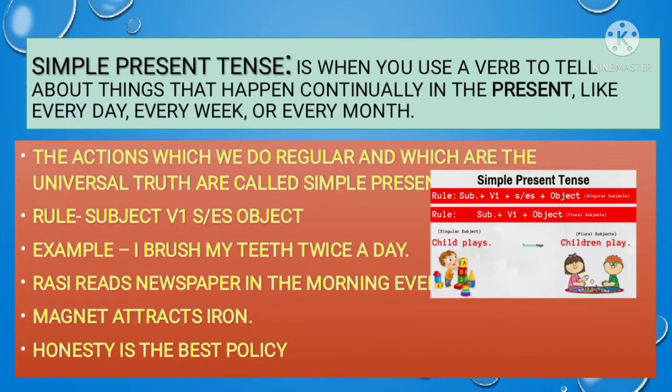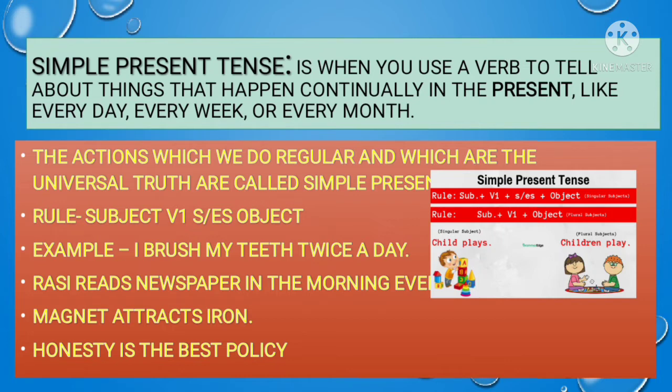Simple present tense is used when you use a verb to tell about things that happen continually in the present, like every day, every week, or every month. We say habitual action. When we learn a tense one by one, we need to focus on two things: the form and function. So you will see the function on one side and the form in the picture.